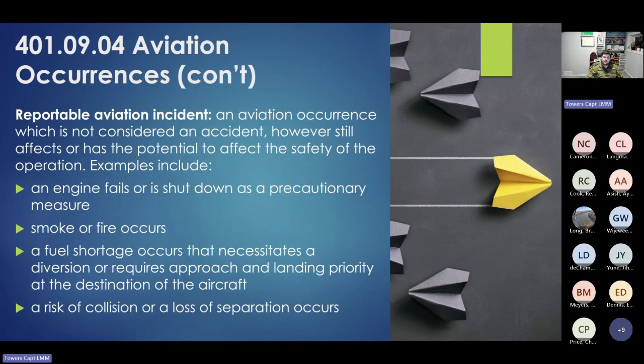So a reportable aviation incident is an aviation occurrence which is not considered an accident, however still affects or has the potential to affect the safety of the operation. Examples include an engine fails or is shut down as a precautionary measure, smoke or fire occurs, a fuel shortage occurs that necessitates a diversion or requires approach and landing priority at the destination of the aircraft, or a risk of collision or a loss of separation occurs. So that example that I provided of the head-on on final could have been considered an aviation incident.